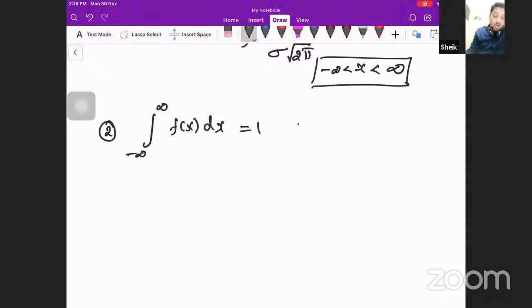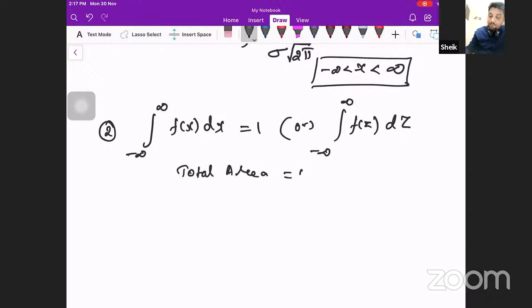This can also be written as the integral from minus infinity to plus infinity of f of z dz. So symbolically, total area can be written like this: integral of minus infinity to plus infinity f of x dx is equal to 1, and integral of minus infinity to plus infinity f of z dz is also equal to 1. Either random variable or normal variable, both are same, but the area is equal to 1, my dear. The total area is equal to 1.